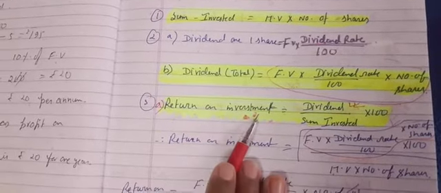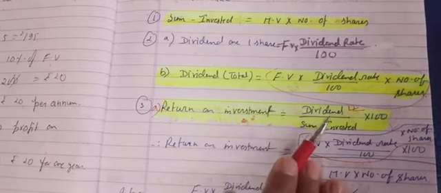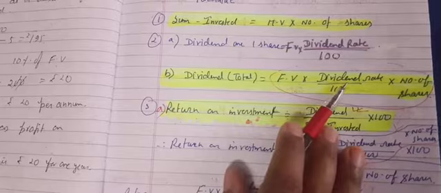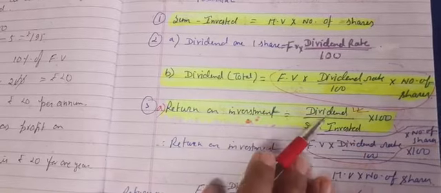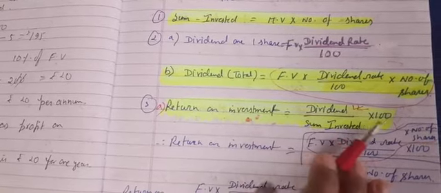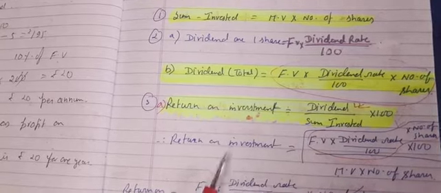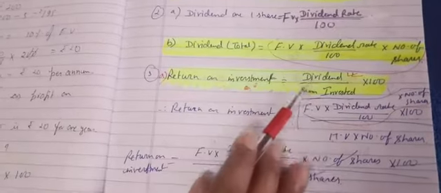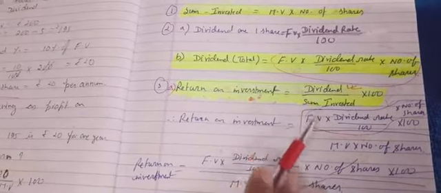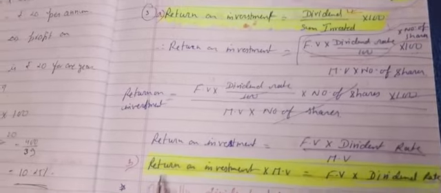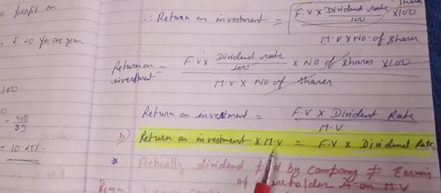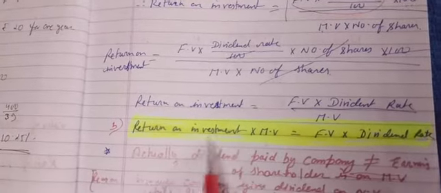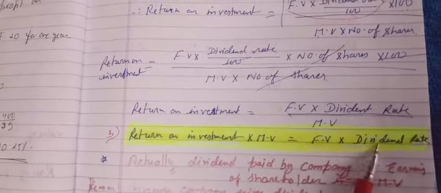Now return on investment is equal to dividend, means this value, not dividend percent or dividend rate, not this one, you will put this value, dividend upon sum invested into 100. Then I explained to you how we reached by using this formula, we put the values here, then we reached this one: return on investment into market value is equal to face value into dividend rate. The product of these two is equal to the product of these two.